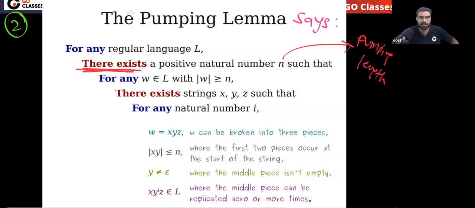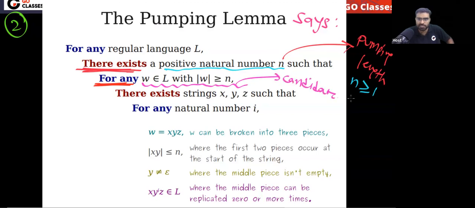So there exists a magical number, the pumping length. You can notice it is a positive natural number, so n is greater than or equal to 1. For any regular language, there exists a pumping length such that for all strings of L whose length is greater than or equal to n, these are your candidate strings. For every candidate string, what will happen?